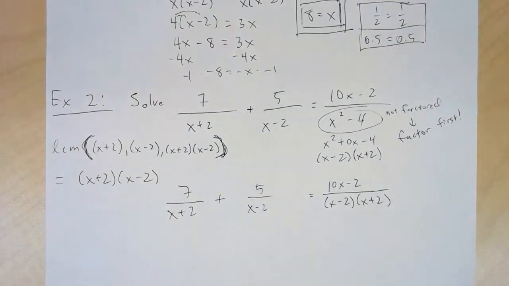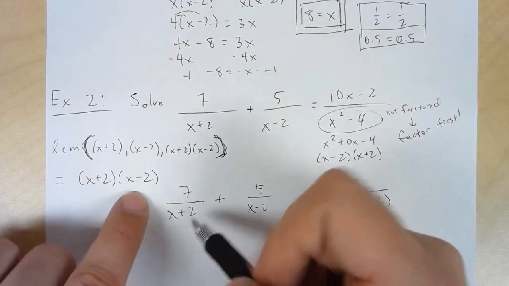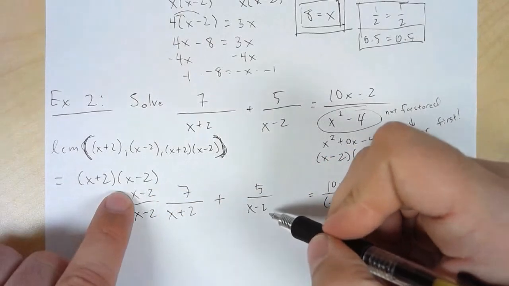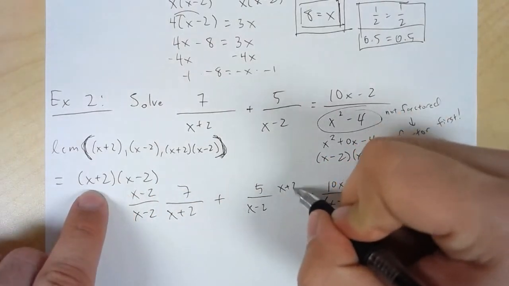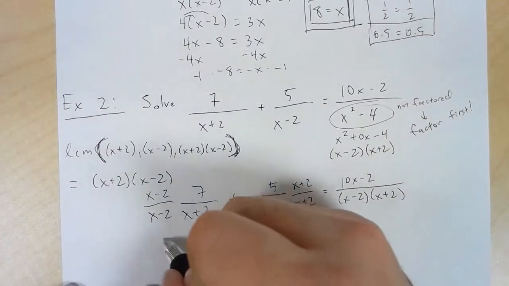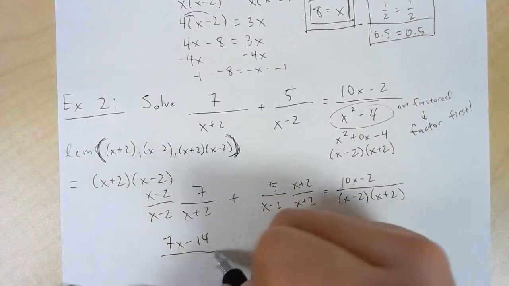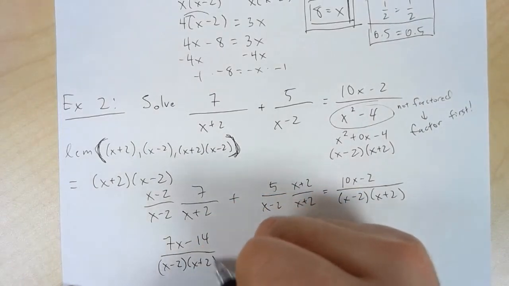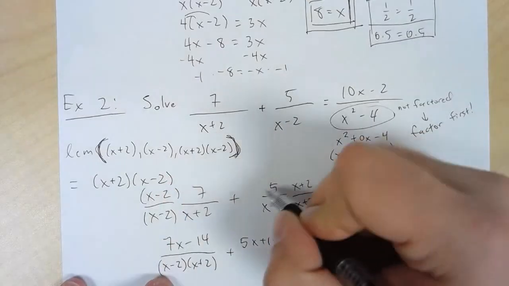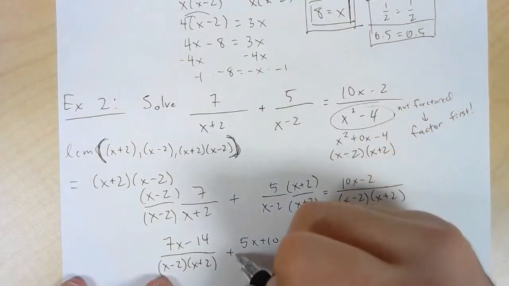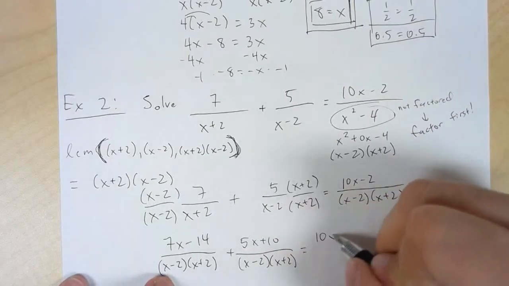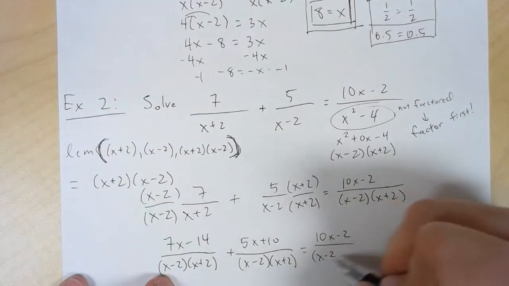So we need to multiply each individual part. So 7 over x plus 2 needs to be multiplied by x minus 2 over x minus 2. 5 over x minus 2 needs to be multiplied by x plus 2 over x plus 2. And this one doesn't need to be multiplied by anything. So let's multiply all that out. We're going to get 7x minus 14 over x minus 2 times x plus 2 plus 5x plus 10, because we've got to distribute. Don't forget to distribute here. We've got two terms. Divided by x minus 2 times x plus 2 equals 10x minus 2 over x minus 2 times x plus 2.